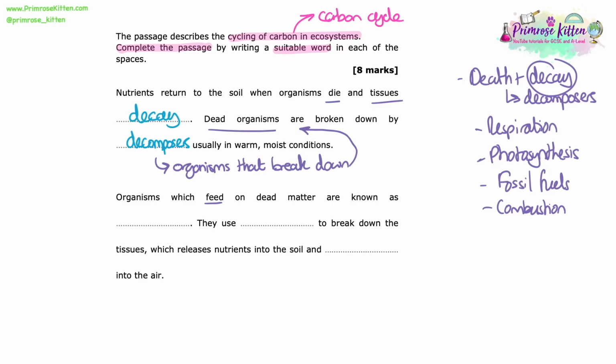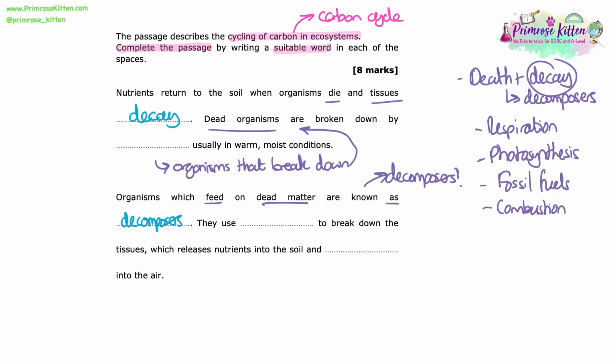Organisms which feed on dead matter are known as what? So, we can't use decomposers twice because we need a different suitable word. Decomposers are the organisms which feed on dead matter. So decomposers needs to go into this gap. So we need to think of something else that we can use. So dead organisms are broken down by what? And they've put warm, moist conditions.